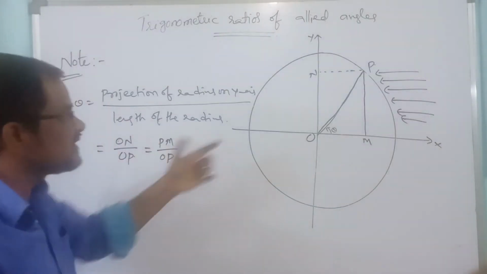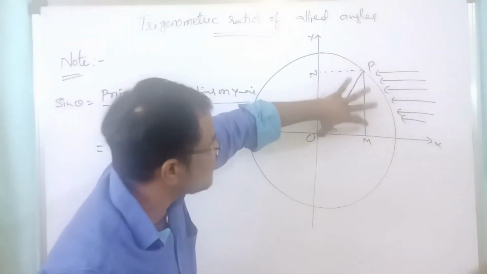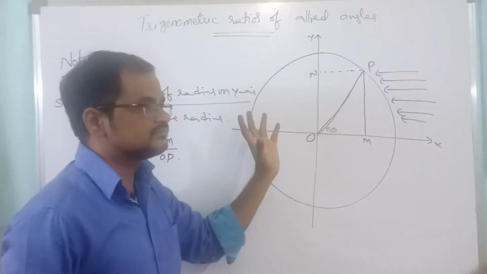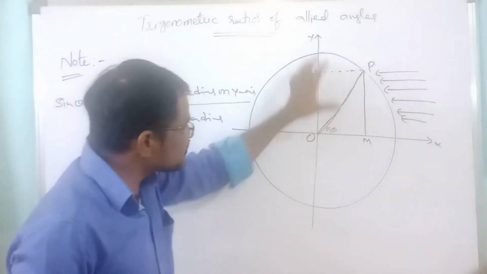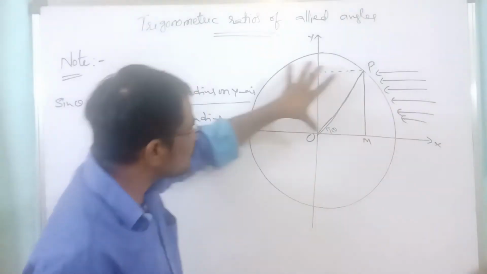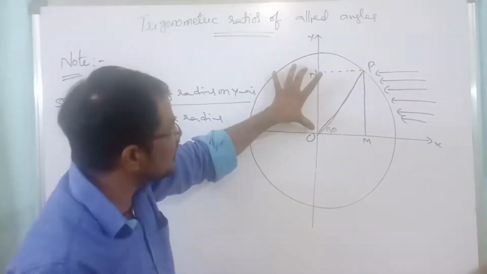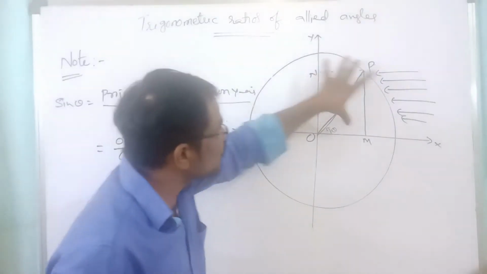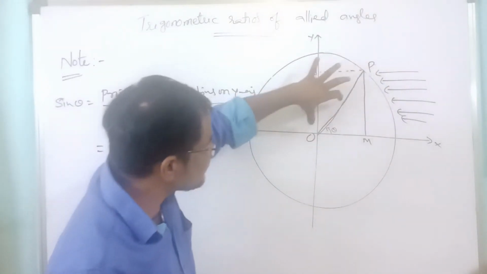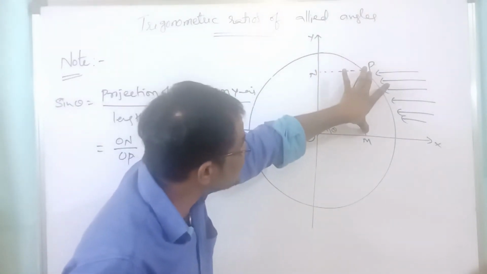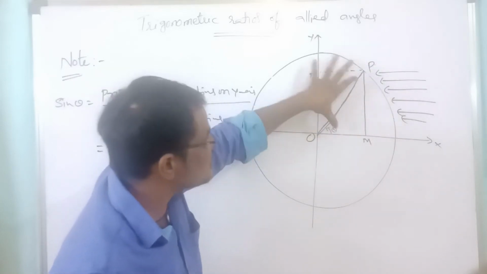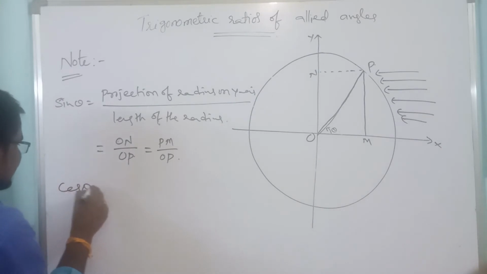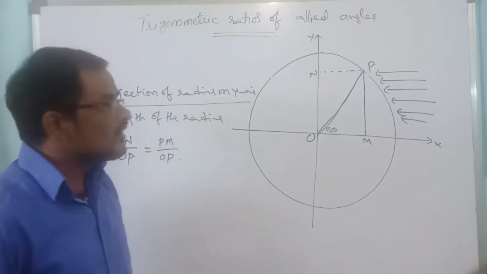Can you write PM for this one? Opposite side and hypotenuse you can take, right, in this triangle. Suppose this triangle is not there, in the circle, how do we take the projection of OP on the y-axis? That is ON by OP. But here ON is equal to PM only. So you can treat this as the opposite side, this as the adjacent side, and this as the hypotenuse. And how to define cos theta?